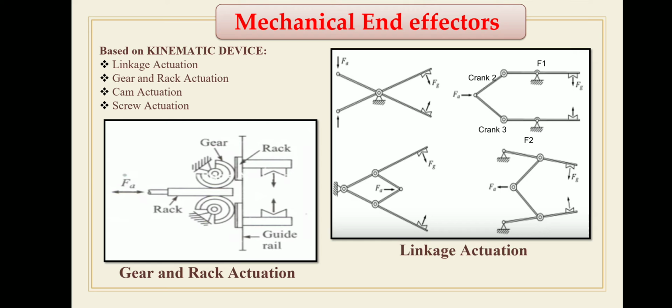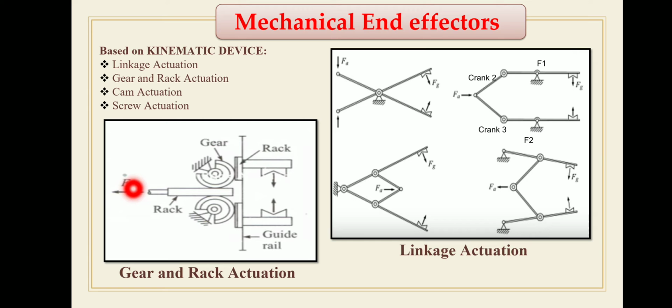The rotation of the gear leads to a sliding action of the rack that slides on the guide rail, and finally the fingers of the gripper close and open at regular intervals. The closing and opening action of the two fingers is done with the help of the rack and pinion arrangement.